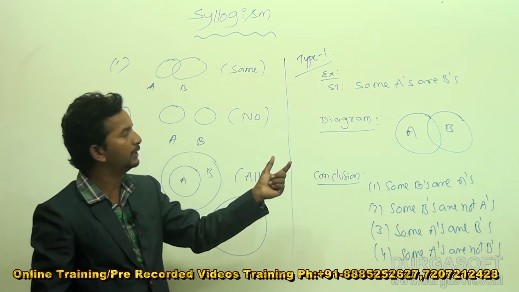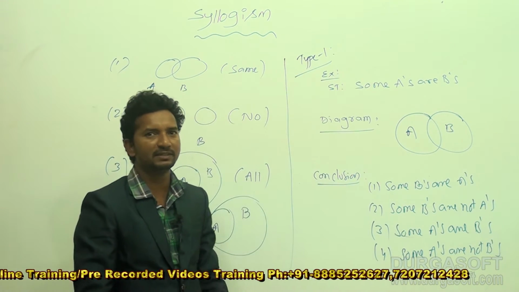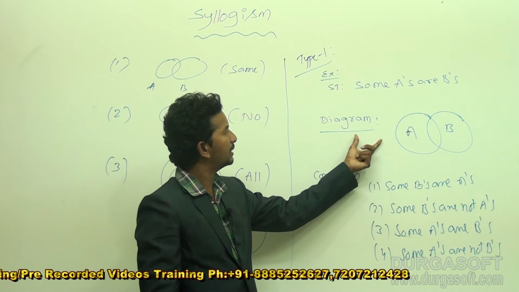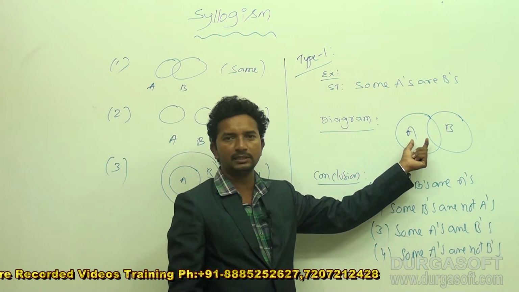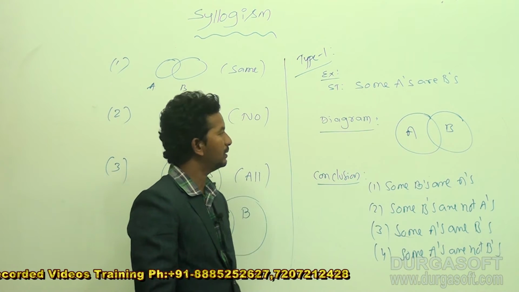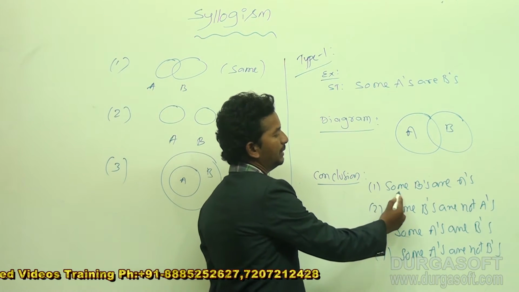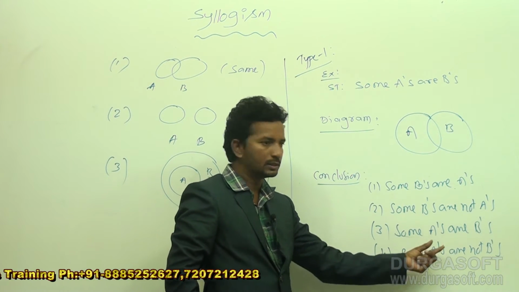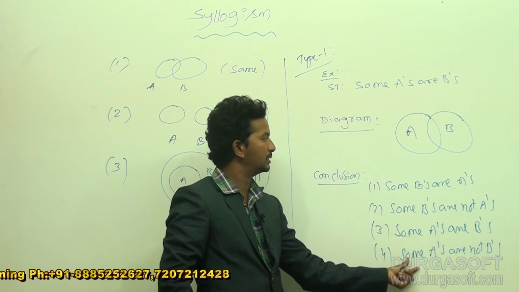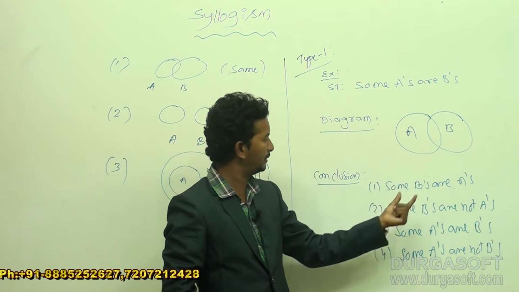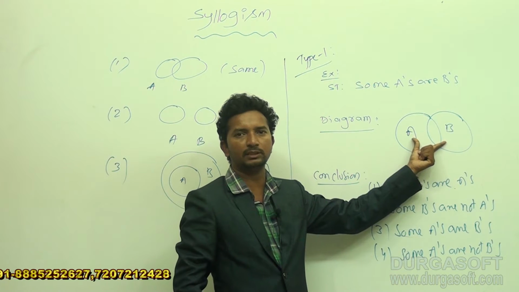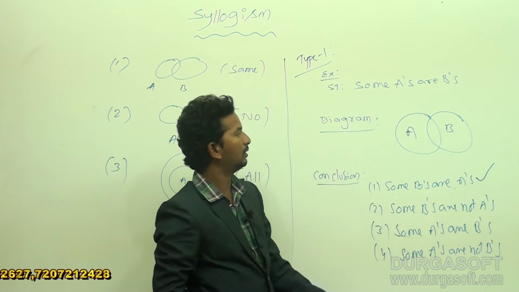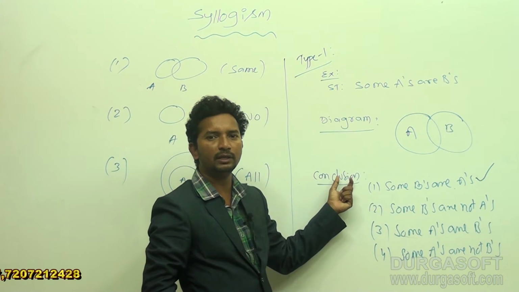Now coming to the statement, what is the statement given? Some A's are B's. The diagram is like this, some A's are B's. Now the conclusions: some B's are A's, some B's are not A's, some A's are B's, some A's are not B's. See what the diagram is here. Some A's are B's, nothing but some B's are A's. So according to the diagram, our conclusion will be true here.